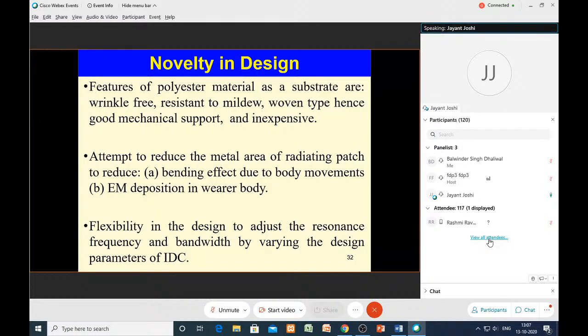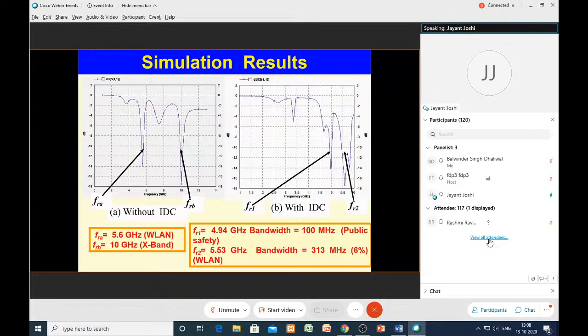See, the flexibility you have to provide. I can now change the number of fingers of the IDC. You increase the number of fingers of the interdigital capacitor, you see the effects. You decrease the number of fingers, even change the length and width of each and every finger, and you verify the results. That flexibility you will get in the design. Always your design should have proper flexibility, and you should be able to write the physics of that particular antenna.